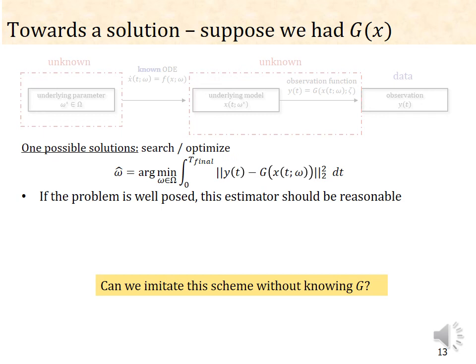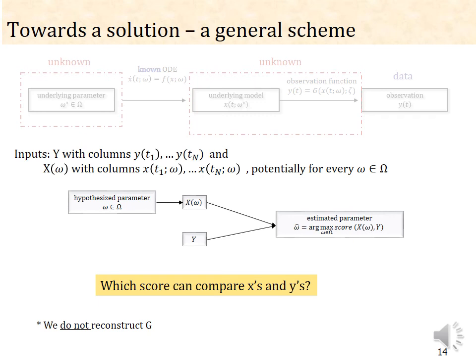without knowing G. When I say imitate the scheme, let me introduce a couple more notations because we didn't have enough of them. So I have a capital Y matrix with the columns just Y at concrete times. So that's the data matrix. And then for every hypothesized parameter omega, I can produce the model matrix, X omega. So different samples and different coordinates.